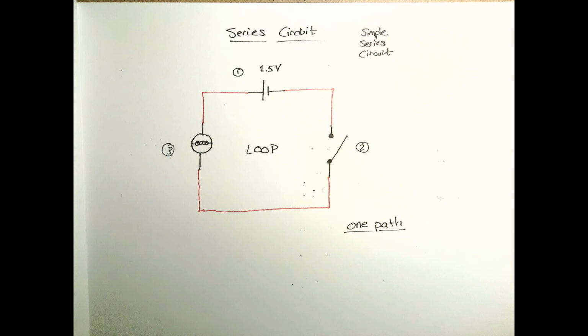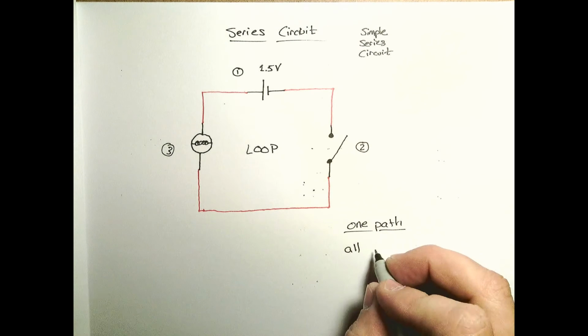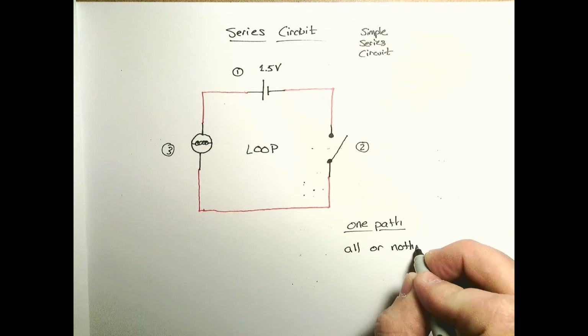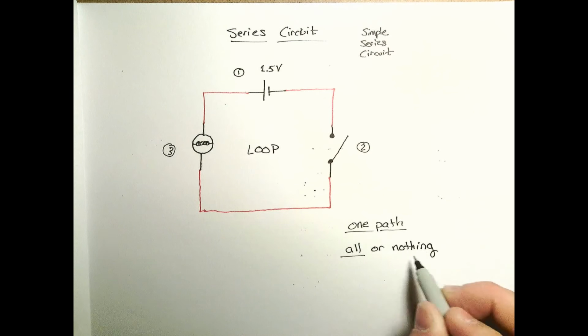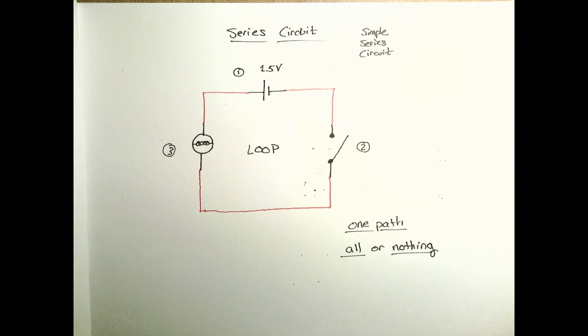Now, if the switch is open, is there electricity flowing through this circuit? No, there's not. In order for this circuit to be powered, that switch has to be closed. So if I open the switch, everything turns off. If I close it, everything is on. So it's all or nothing. That's the other thing I want you to understand about series circuits. I think for the most part, this makes sense.